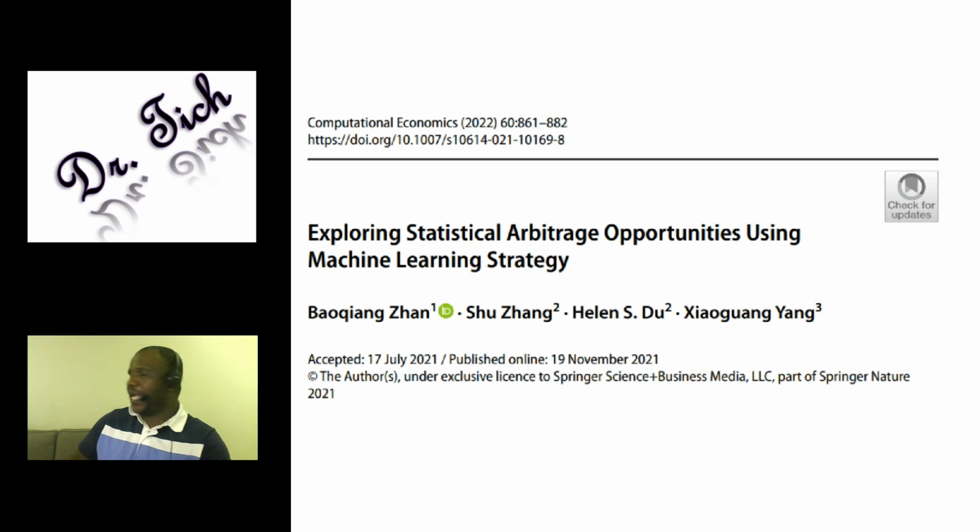So we are back again, and we are still looking at exploring statistical arbitrage opportunities using machine learning strategy. There is a machine learning strategy that was employed here by Zhang and Zhang and Du and Yang. So what are we specifically looking at now? We are still talking about the same thing, but what we are doing is sort of building up.